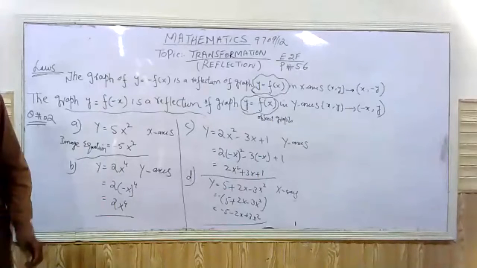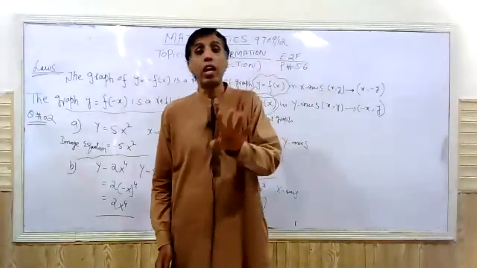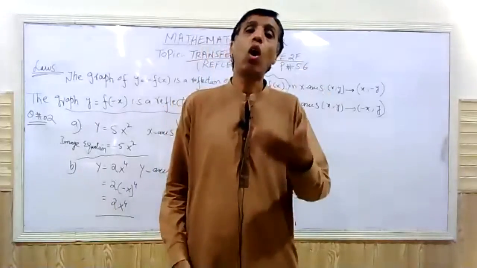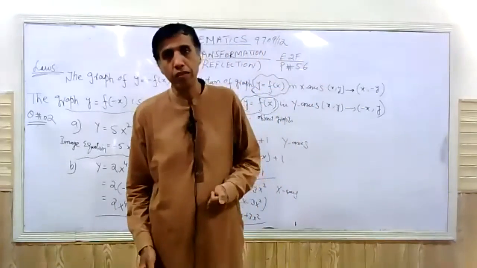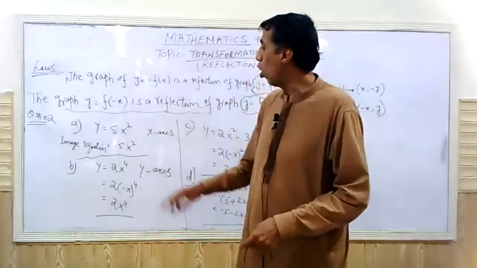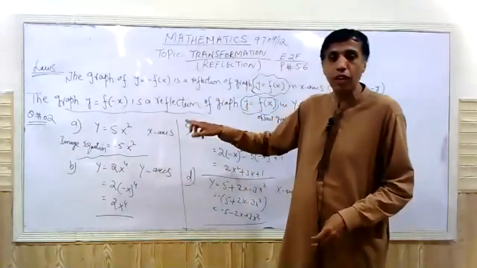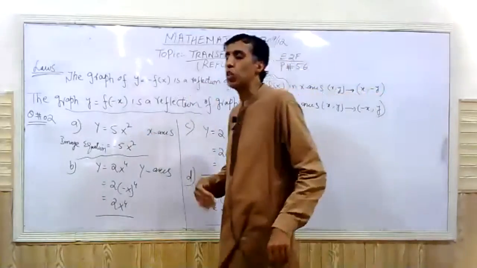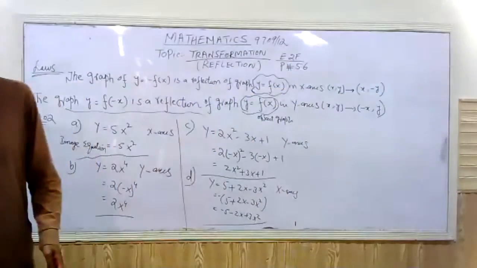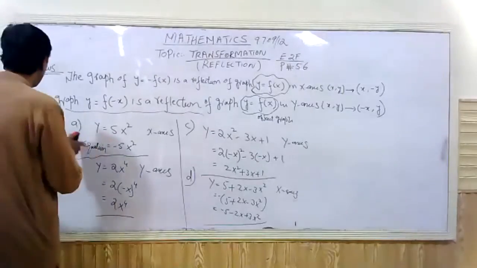This was the second type. The first time we learned, if the graph is given, how to get the image graph. The second thing, if the object equation and the axis are given, how to get the image equation. Now we are going to do the third type of question.